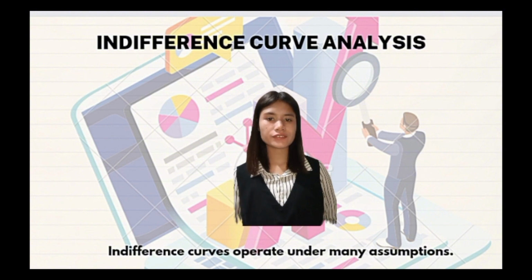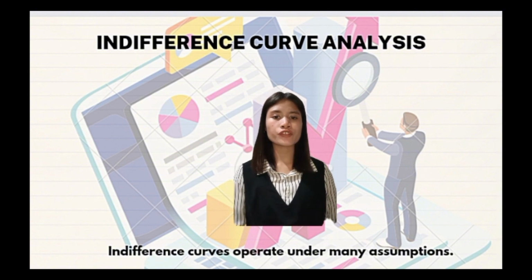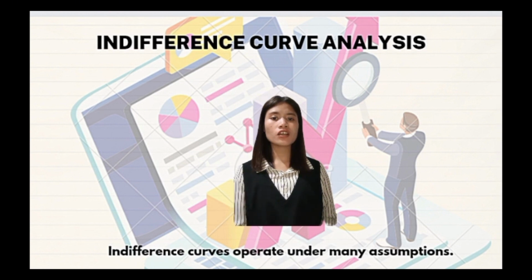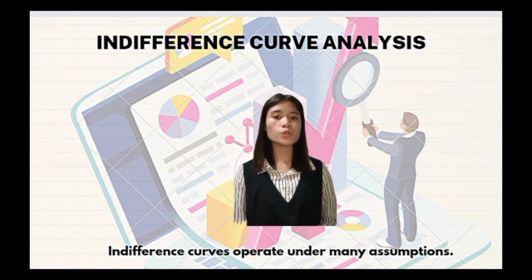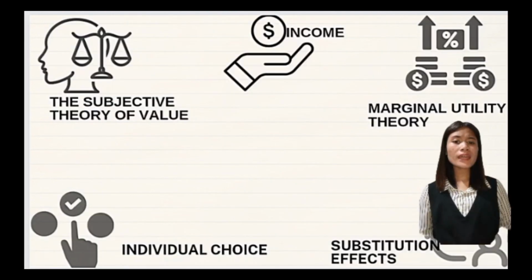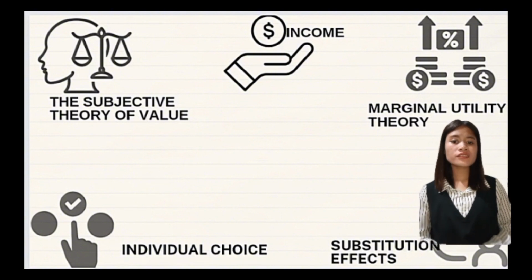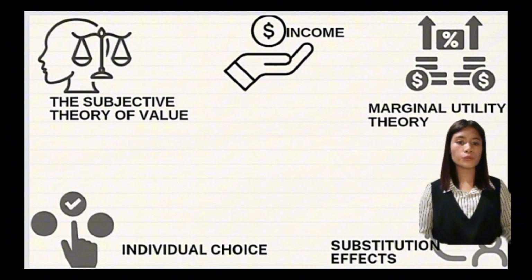Indifference curve analysis. Indifference curves operate under many assumptions. For example, each indifference curve is typically convex to the origin, and no two indifference curves ever intersect. Consumers are always assumed to be more satisfied when achieving bundles of goods on indifference curves that are further from the origin. Many core principles of microeconomics appear in indifference curve analysis, including individual choice, marginal utility theory, income, substitution effects, and the subjective theory of value.